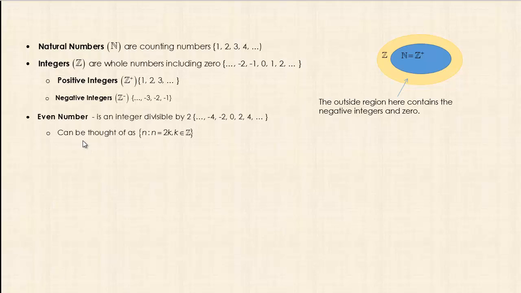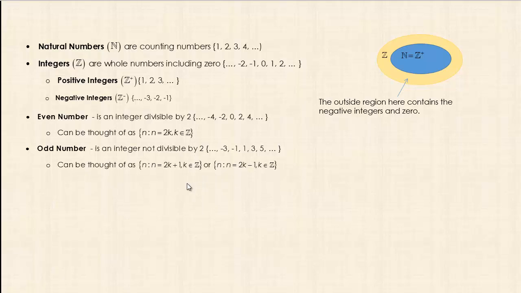When we're doing proofs, we often need to write that as n is equal to 2k, where k is an integer. Think about substituting different values of k in here, you'll just get even numbers. Then we have odd numbers, which is an integer not divisible by 2. The way we often represent these when doing proofs is that n is equal to 2k plus 1, where k is an integer, or sometimes 2k minus 1. So another way of splitting the integers is to split them into the even numbers and the odd numbers.